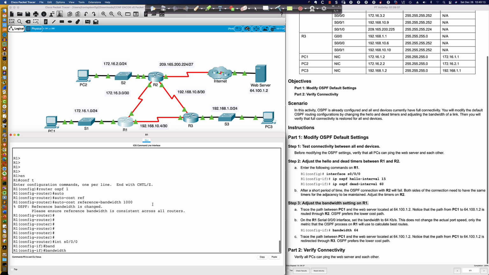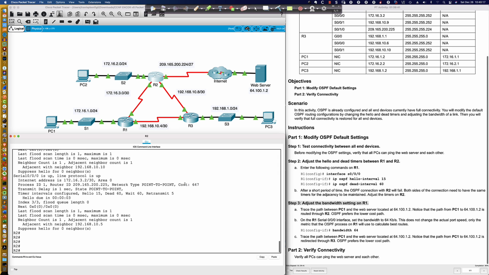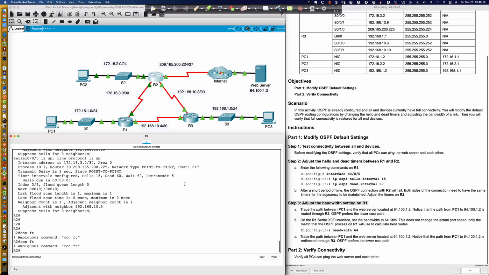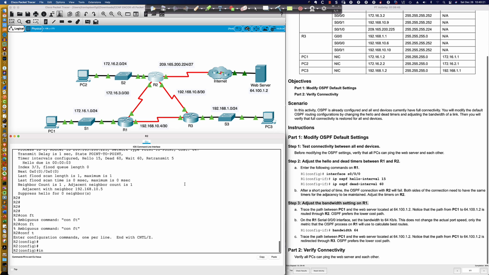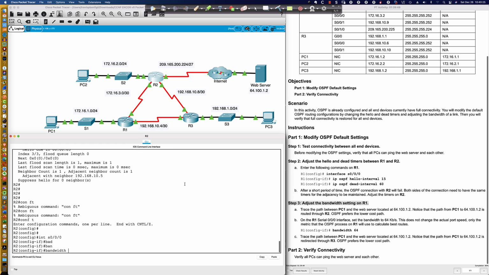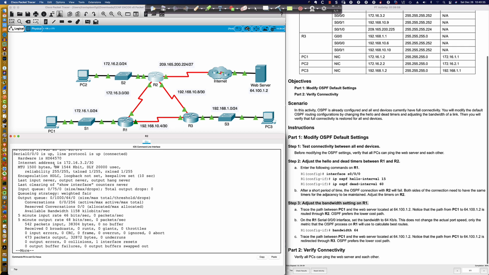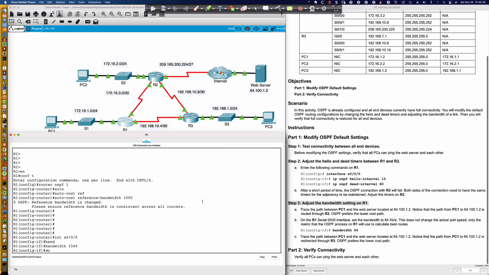I'm going to say bandwidth 1544. We're going to set it back to what it was, right? Conf T. And we're going to say that this is interface serial 0/0/0, bandwidth 1544. And so we set it back to the default setting of the interface. Do show int serial 0/0/0. And what is our bandwidth? It's 1544.